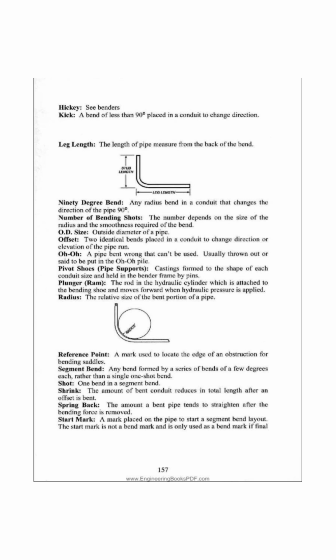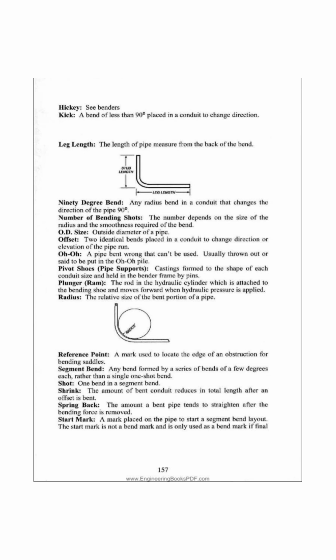Pivot shoes, pipe supports. Castings formed to the shape of each conduit size and held in the bender frame by pins. Plunger, ram. The rod in the hydraulic cylinder which is attached to the bending shoe and moves forward when hydraulic pressure is applied. Radius. The relative size of the bent portion of a pipe. Reference point. A mark used to locate the edge of an obstruction for bending saddles. Segment bend. Any bend formed by a series of bends of a few degrees each, rather than a single one-shot bend. Shot. One bend in a segment bend. Shrink. The amount bent conduit reduces in total length after an offset is bent. Spring back. The amount bent pipe tends to straighten after the bending force is removed.